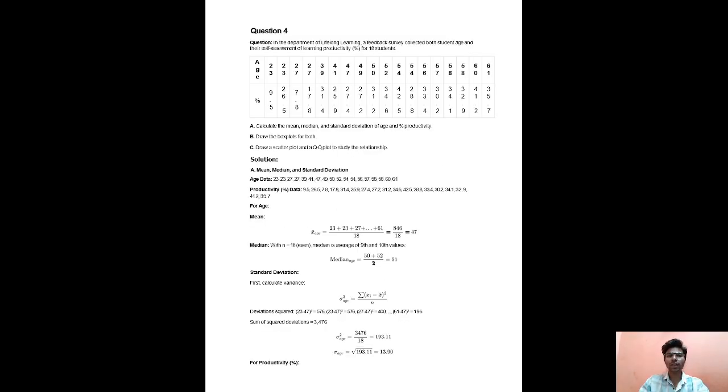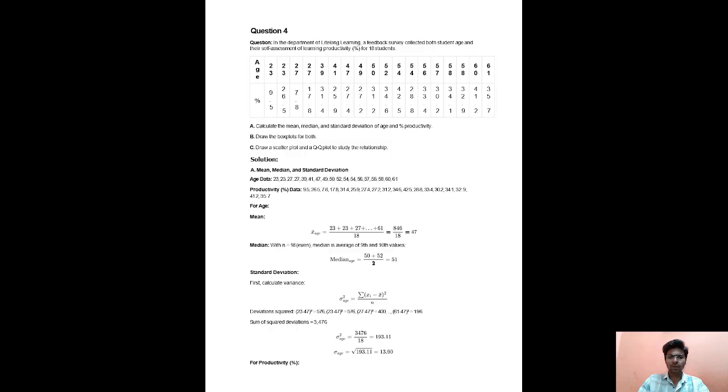Moving on to the fourth question. In the Department of Lifelong Learning, a feedback survey collected both students' age and their self-assessments of learning productivity, given for the 18 students in this chart. First, calculate the mean, median and standard deviation of age and percentage productivity. Draw the box plot for both. Draw a scatter plot and a QQ plot to study the relationship. So let's move on to the solution.